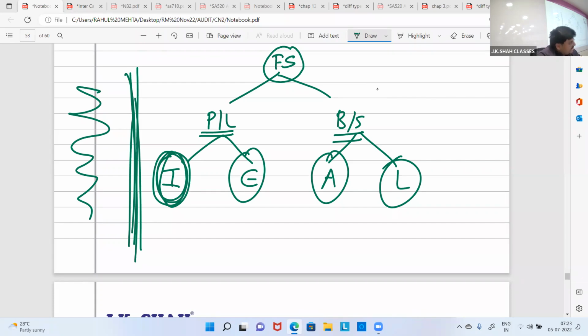Now enough of hospital. Get out of the hospital. Once you are out of the hospital, let's go and watch a movie then. Cinema halls. Tell me, incomes please.